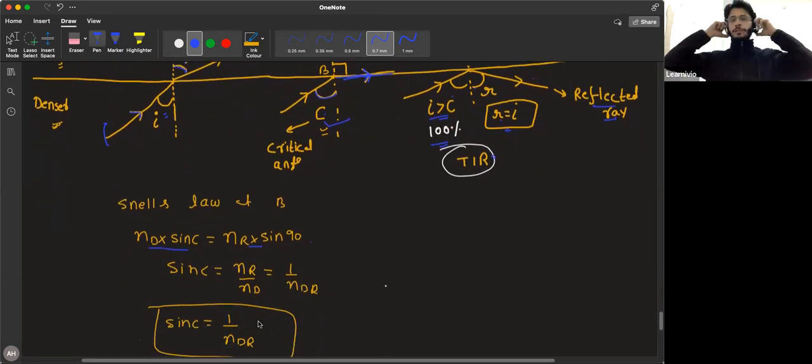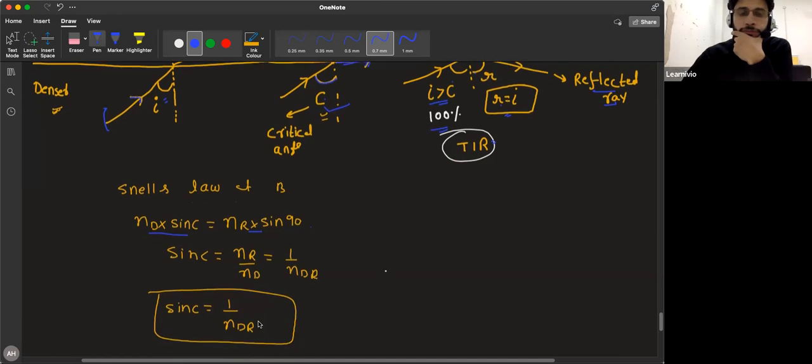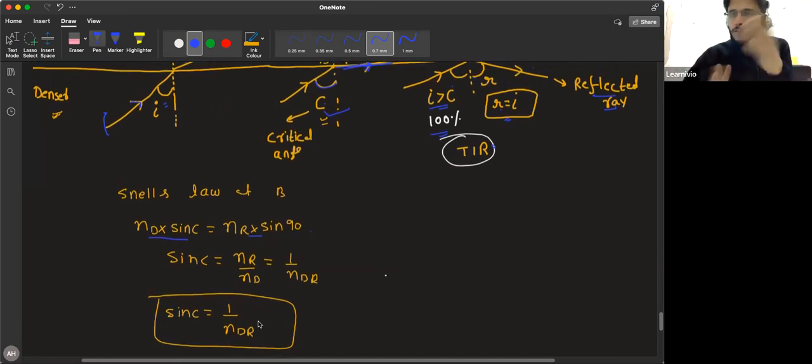So this is the formula. Sin C is 1 by NDR. Sin C is 1 by refractive index of denser medium with respect to rarer. This is how we calculate the critical angle. So once you have the refractive index of denser with respect to rarer medium, you can calculate critical angle. And for TIR, your angle of incidence should be greater than critical angle.